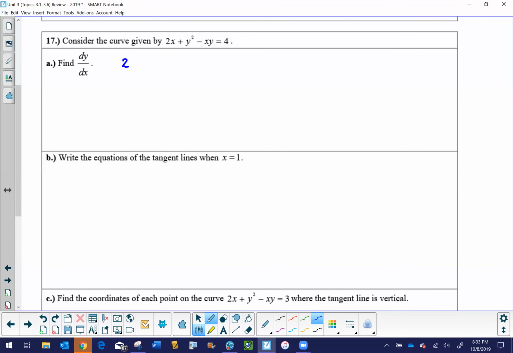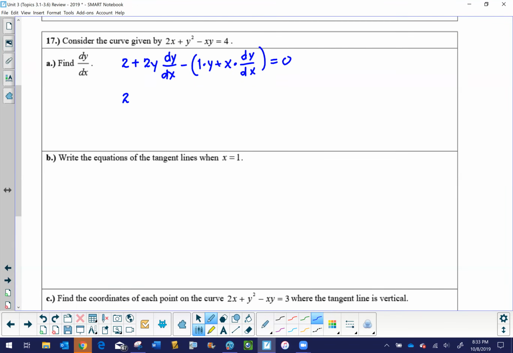Derivative of 2x is 2. Derivative of y squared is 2y dy over dx. Here's the part that's very tricky. You have a minus that's coming before an impending product rule. So drop down that minus, put your parentheses, take your product rule. Right? You guys have done the derivative of x times y quite a few times. You're probably getting used to it. And of course, that's going to equal 0.